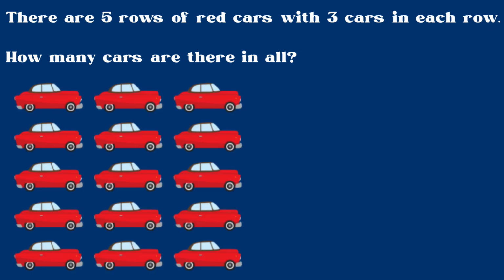In our first array, there are 5 rows of red cars with 3 cars in each row. How many cars are there in all? Count the red cars. 5 times 3 equals 15.